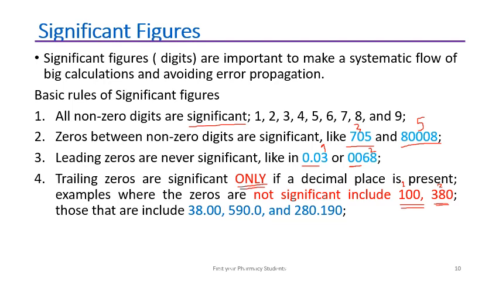But when we say 38.00, we have a decimal point in this number, so these zeros are significant figures. So this number now has 4 significant figures. The same thing for 590.0. We have these 2 zeros, and since there's a decimal point in this number, we have 4 significant digits. The same thing for these numbers also. We have 1, 2, 3, 4, 5, 6 significant digits.